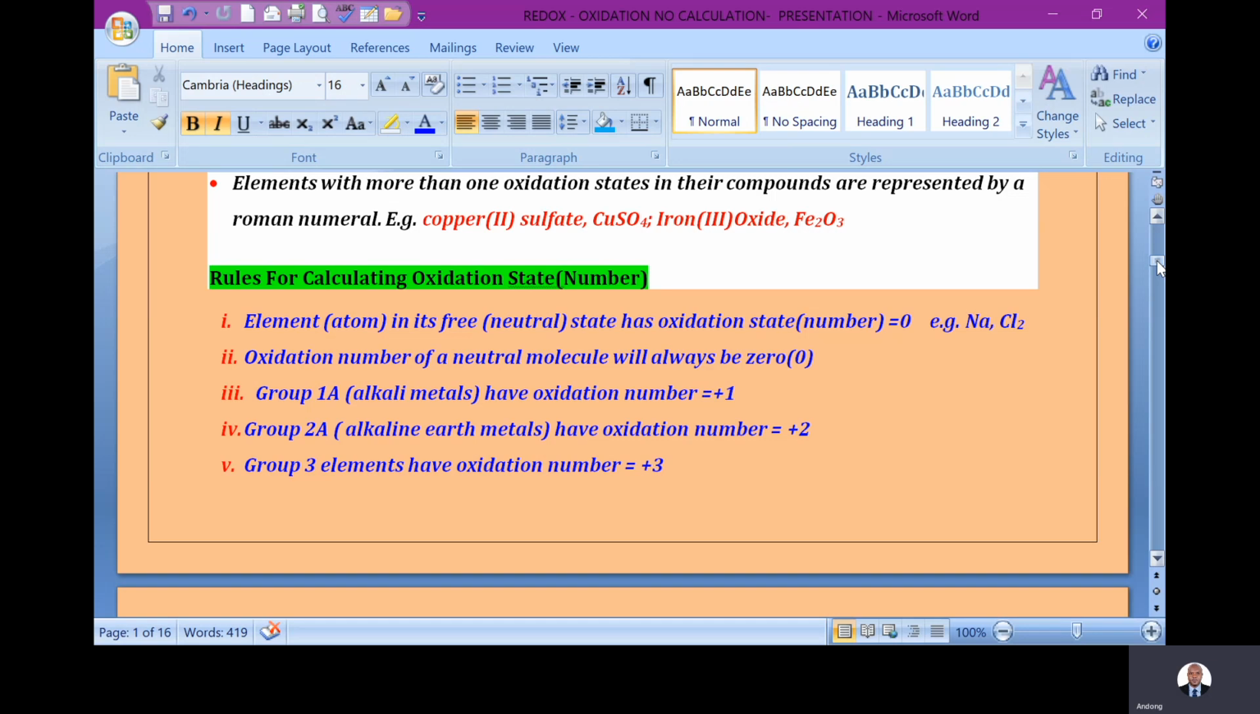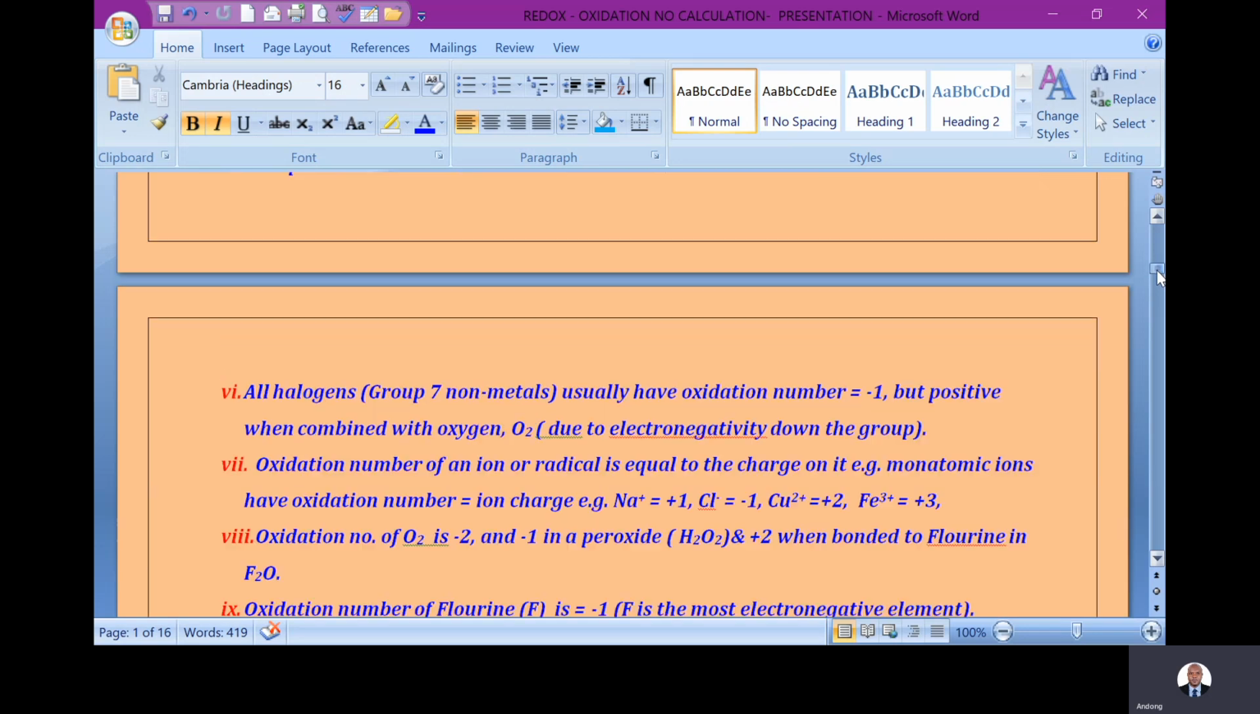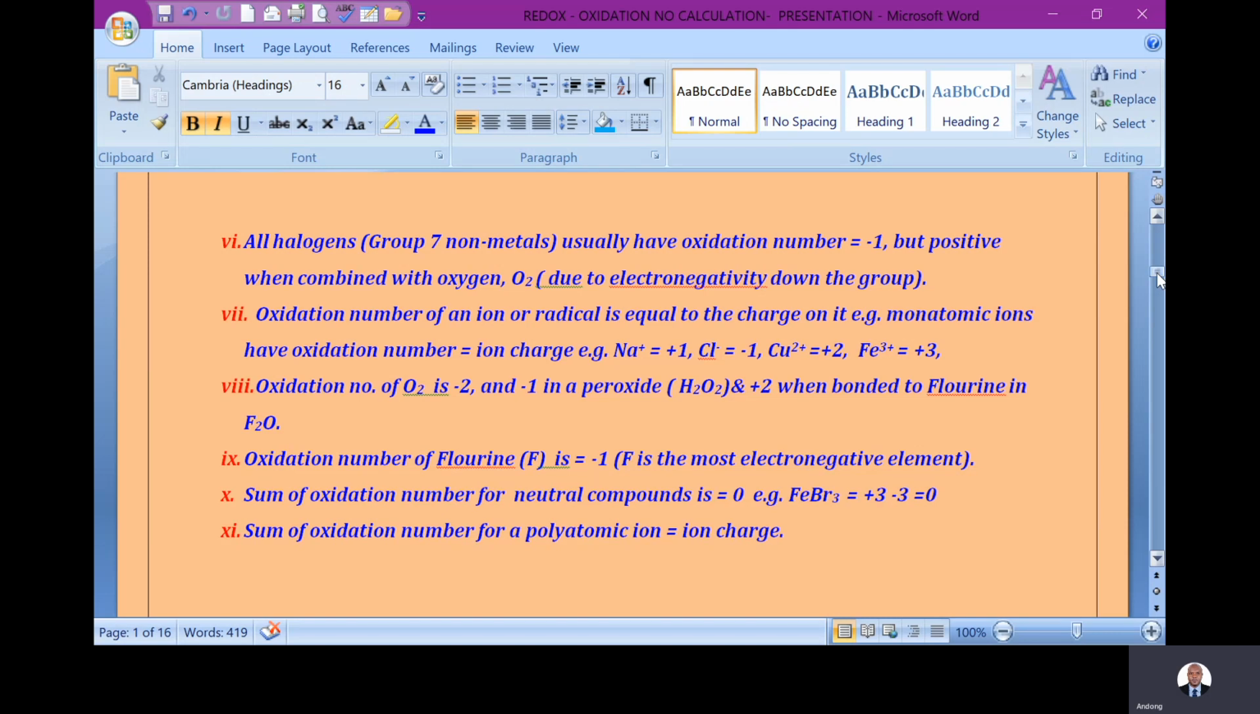Group 1 elements, as we said earlier, have an oxidation state of +1. Group 2 elements have an oxidation state of +2, corresponding to the number of electrons that have been lost. Group 3 elements have oxidation number of +3, corresponding to the number of electrons that have been lost. All halogens, that is group 7 elements, have an oxidation number of -1, but positive when combined with oxygen due to their electronegativity.